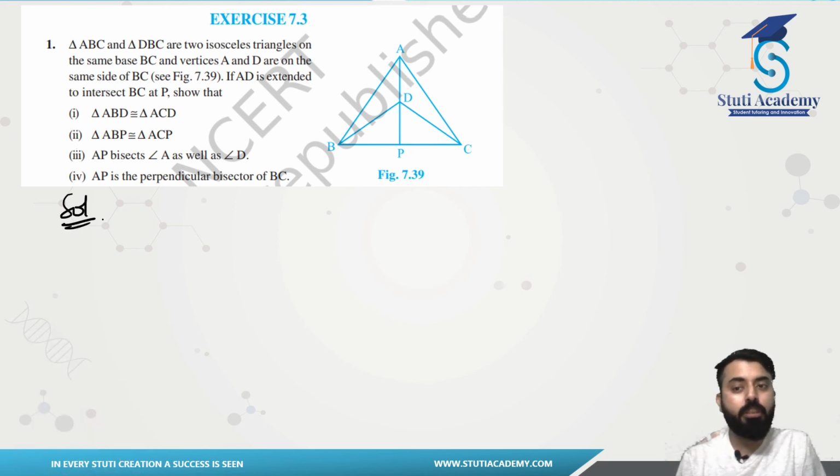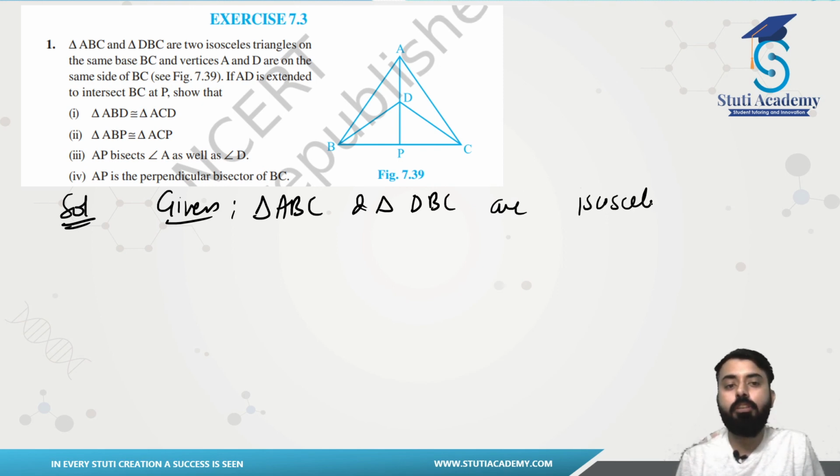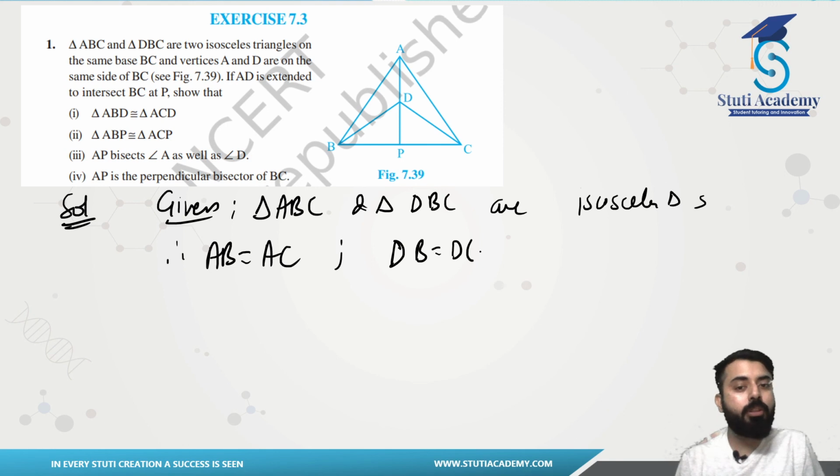Solution. Given: triangles ABC and DBC are isosceles triangles. Therefore, I can say AB is equal to AC and DB is equal to DC.